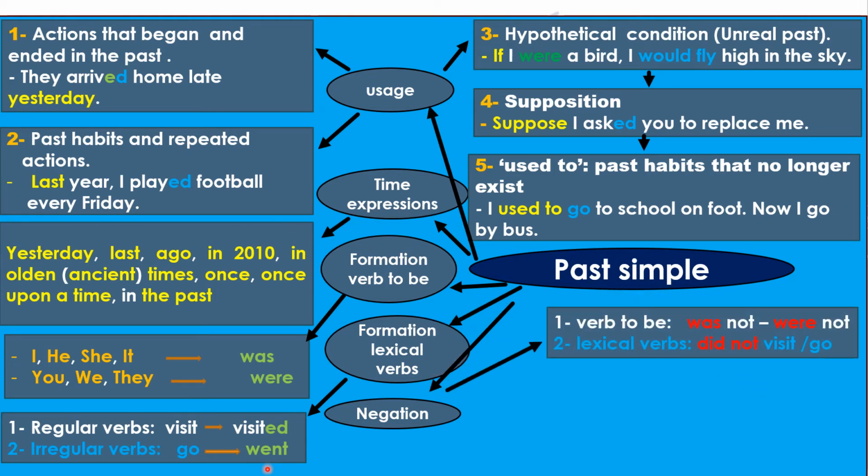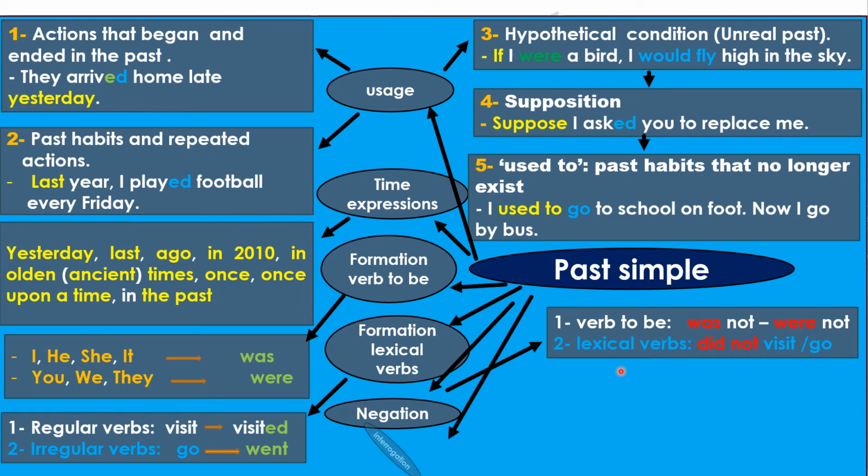And we're going to start with negation of verb to be. Was becomes wasn't. Were becomes weren't or were not. Was not. Okay. Lexical verbs. Did not or didn't. Visit or did not or didn't go.